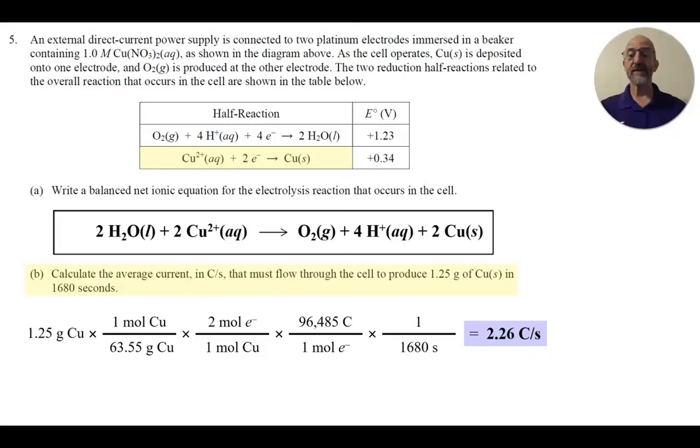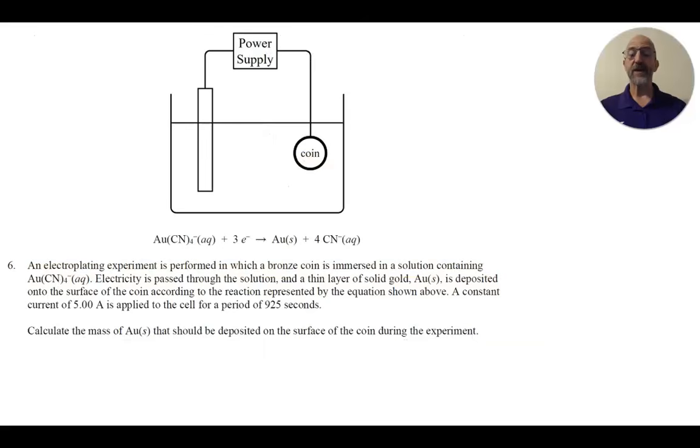We have one more example of topic 9.11, and that is question 6. Let's go ahead and take a look at question 6 in this packet. And you can see, looking at the diagram in question 6, it's another example of an external power supply. So an electrolytic cell, not a galvanic cell, but an electrolytic cell. So question 6 talks about an electroplating experiment. Here are the details of question 6.